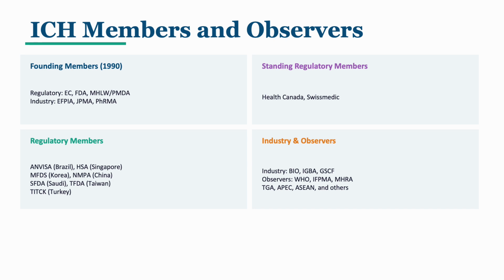Since then, ICH has added standing regulatory members like Health Canada and Swissmedic, plus newer regulatory members including Anvisa in Brazil, HSA in Singapore, MFDS in Korea, and MPA in China, and others. Industry membership has also expanded to include BIO, Global Self-Care Federation, and IGBA. There are also numerous observers, including WHO, IFPMA, and many national authorities. This broad membership ensures that ICH guidelines have global relevance and adoption.